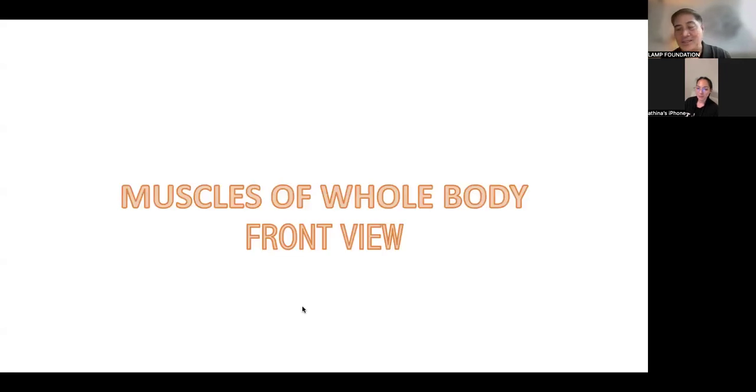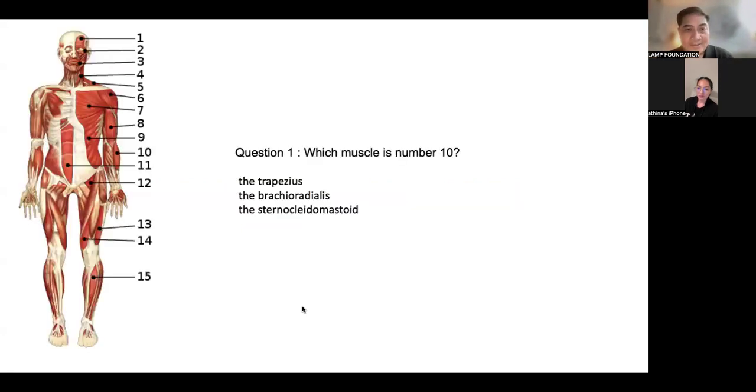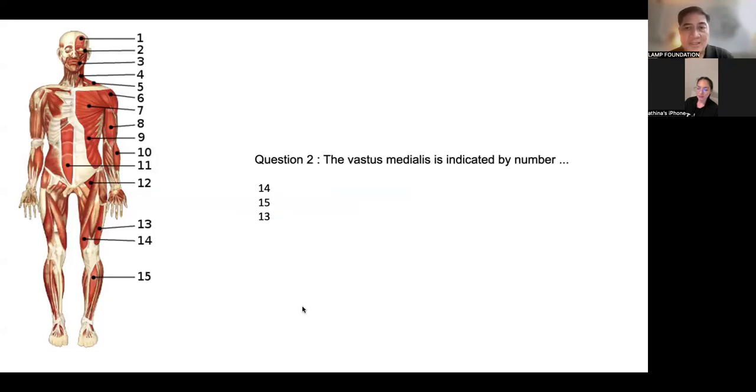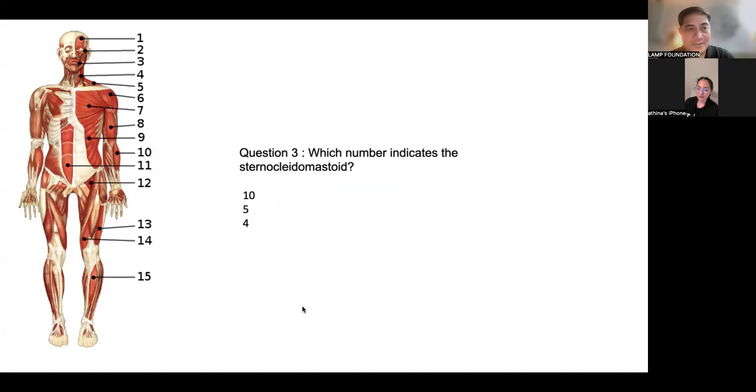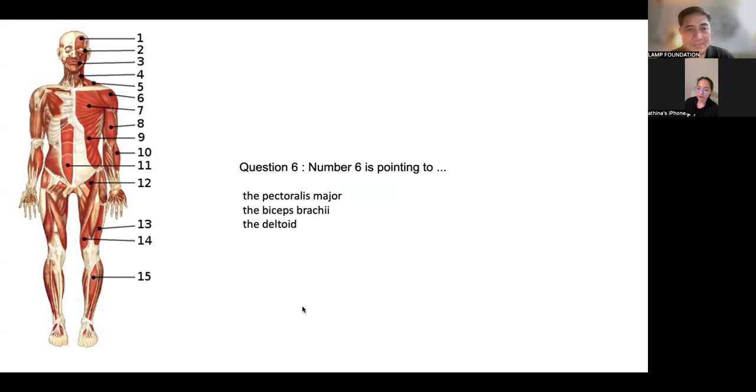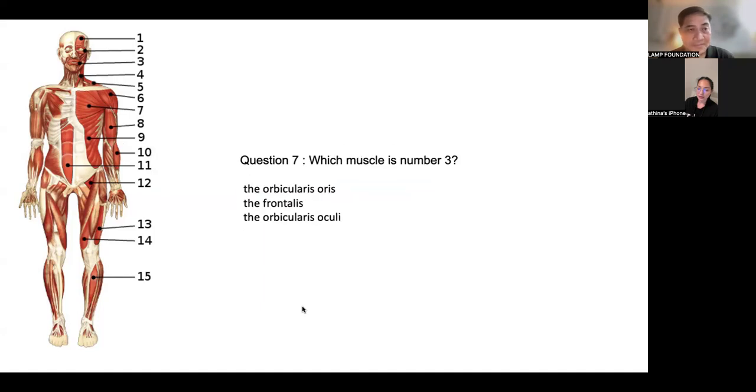Okay, let's continue. Let's discuss the muscles. Let's do a Q&A for the muscles of the whole body, front view. Which muscle is number 10? The brachioradialis. Vastus medialis is what number? Number 14. Sternocleidomastoid, number 4. Tibialis anterior, number 15. Trapezius, number 5. Number 6, the deltoid. Number 3, the orbicularis oris.